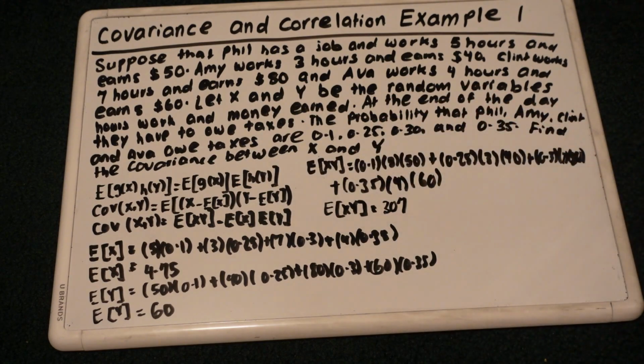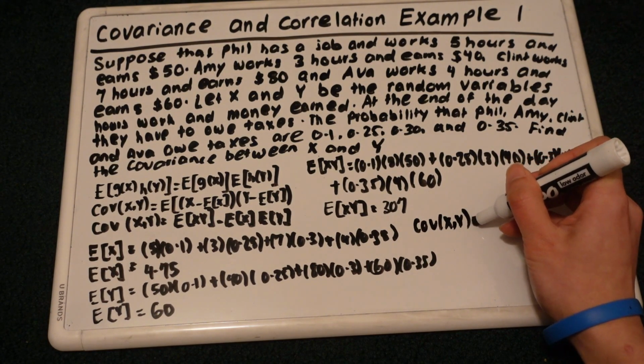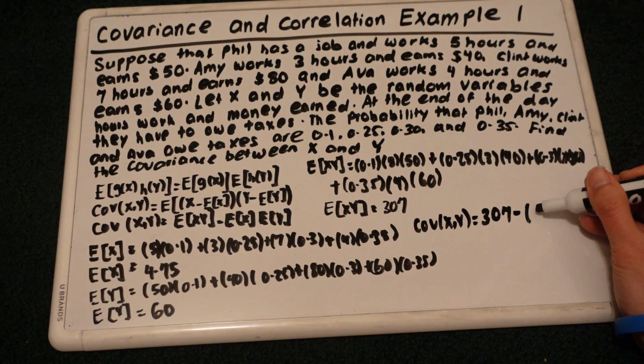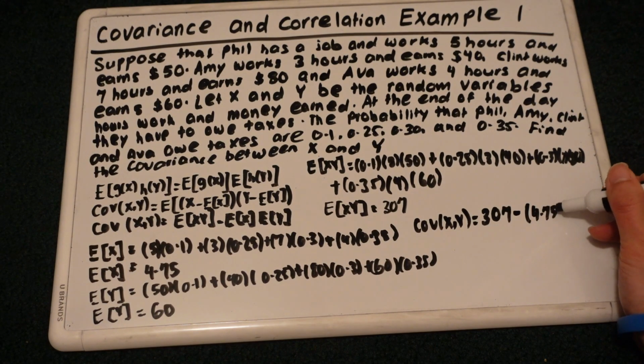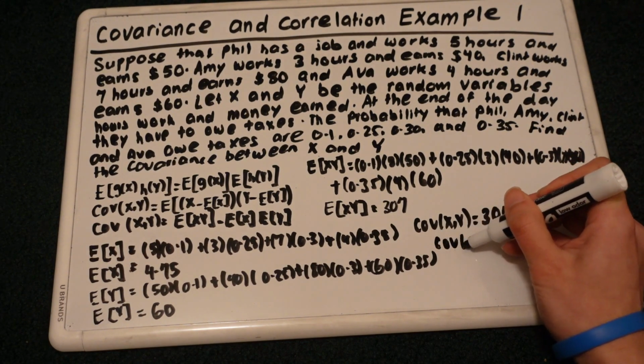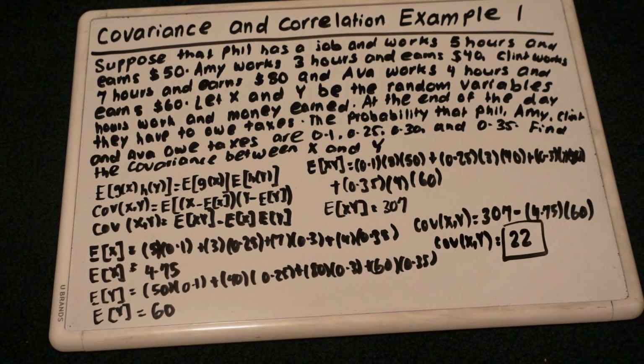Now I could just plug in the covariance of x and y for all these, since I figured them all out. So covariance of x and y is equal to 307 minus 4.75 times 60. The covariance of x and y is 22. So the covariance of the hours worked and money earned of taxes owed is 22. And this is an example of a covariance and correlation problem in probability.